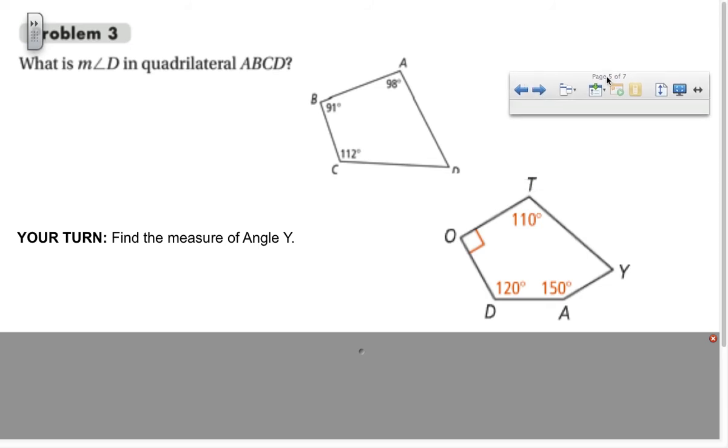Okay, let's consider problem 3. How would I go about finding the measure of angle D? My letter D got cut off on the screen, but you have it nice and pretty on your paper. How am I going to find the measure of angle D? Don't give me an answer, give me a process. How will I find the measure of angle D?